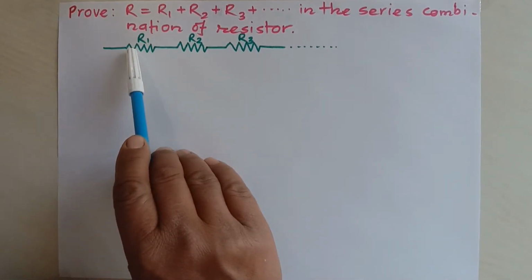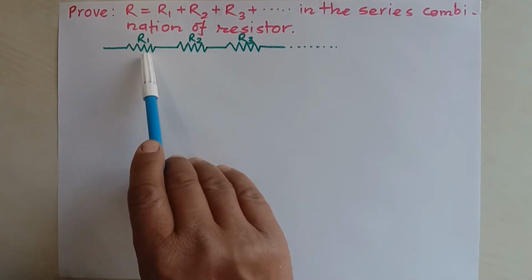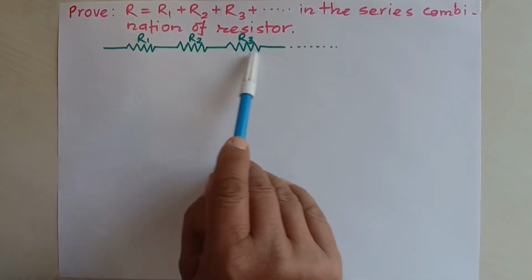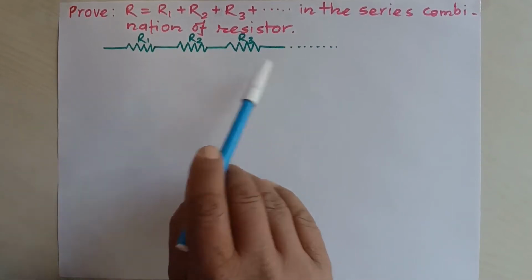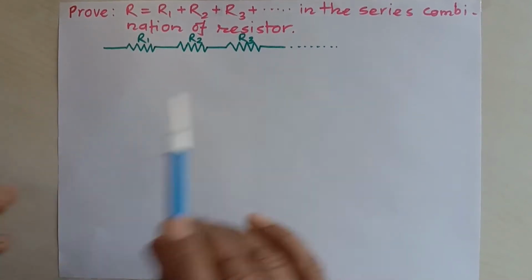The resistance of each resistor is given here: R1, R2, R3. These are the resistances of three different resistors. We can use more than this also.